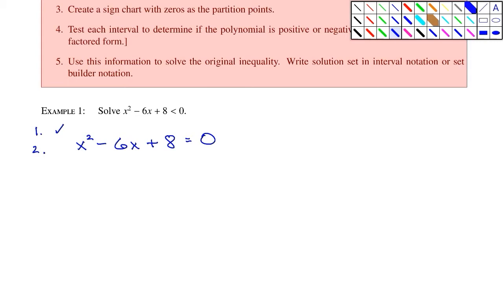And we want to find the zeros. So this one factors as x and x, and 2 and 4, and they're both negative. So we get x minus 2 times x minus 4. Set each factor equal to 0 and solve. So we get x equals 2 and x equals 4.